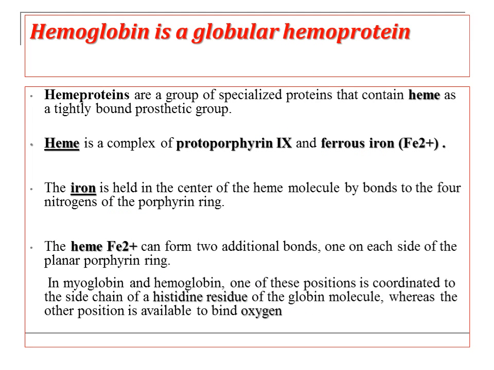So hemoglobin is a globular hemoprotein, and hemoproteins are a group of specialized proteins that contain heme as a tightly bound prosthetic group. The heme is a complex of protoporphyrin 9 and a ferrous iron, and the iron is held in the center of the heme molecule by bonds to the 4 nitrogens of the porphyrin ring. This heme iron can form 2 additional bonds, one on each side of the planar porphyrin ring, and in myoglobin and hemoglobin, one of these positions is coordinated to the side chain of a histidine residue of the globin molecule, whereas the other position is available to bind oxygen.